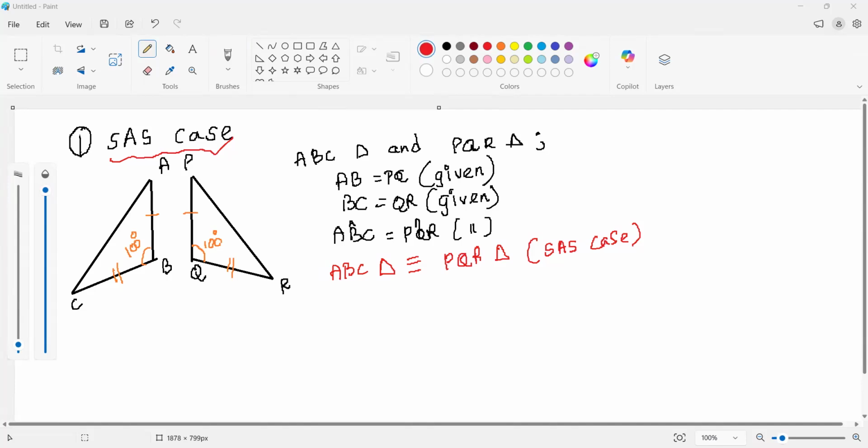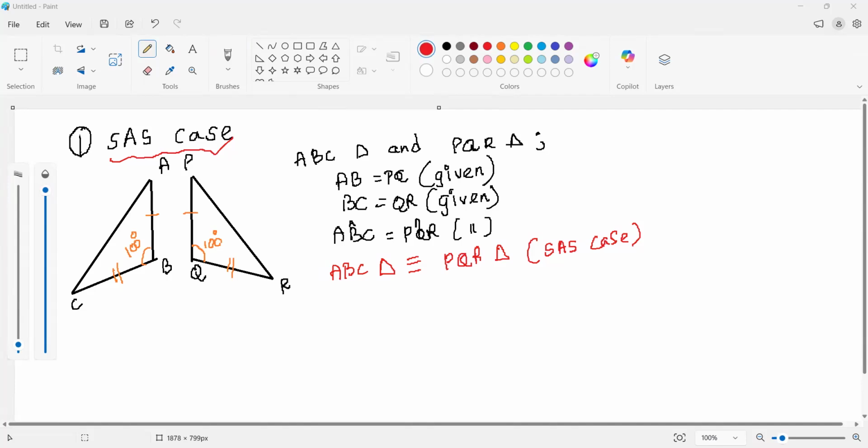Okay, finish. You can think they have two sides and the corresponding angle. That angle should be placed in between the sides. Angle should be placed in between the sides. Clear?